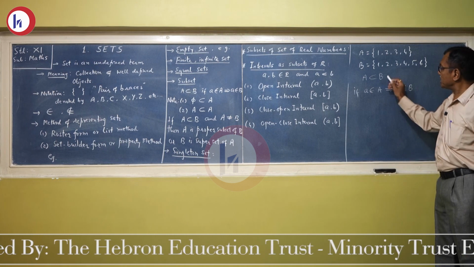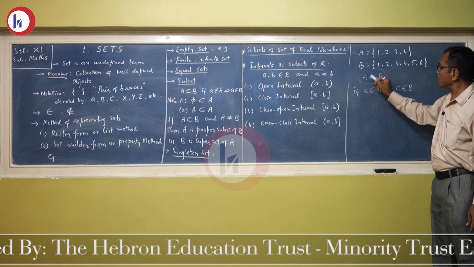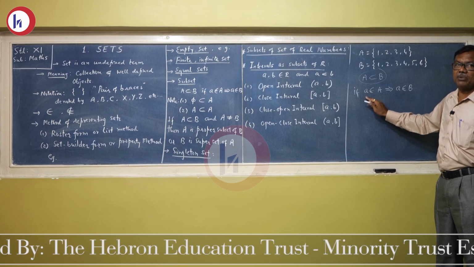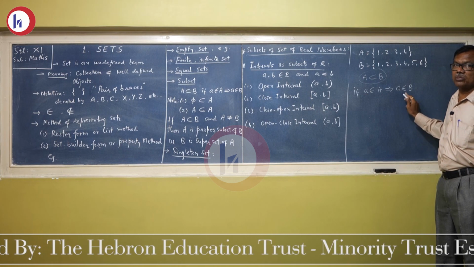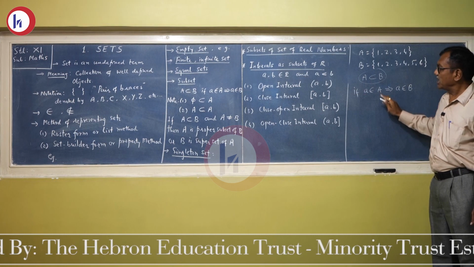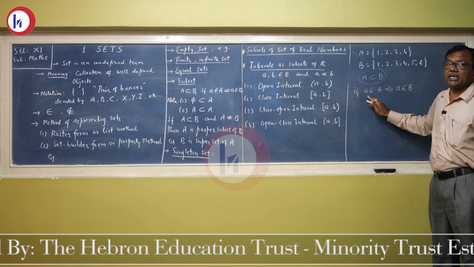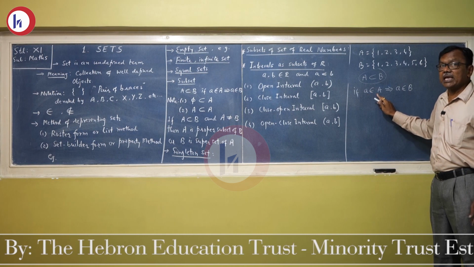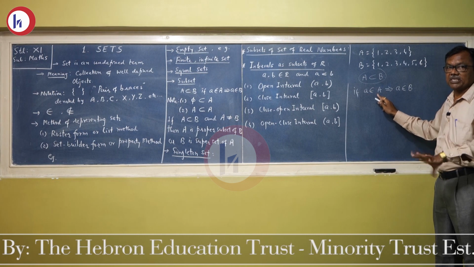It means that if A is a subset of B, then if a belongs to A implies a belongs to B. Mathematically, symbolically, it is written like this also. And A subset B means if a belongs to A, then a must belong to the set B.